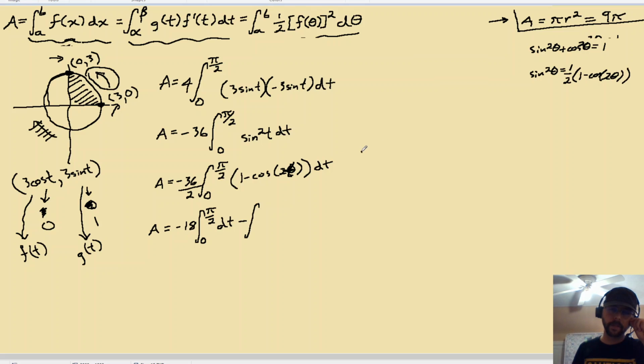So if u equals 2t, then 1/2 du equals dt. So this is going to be 1/2 cosine of u du, and we can change our bounds again. So 2 times 0 is 0, 2 times pi over 2 is pi.